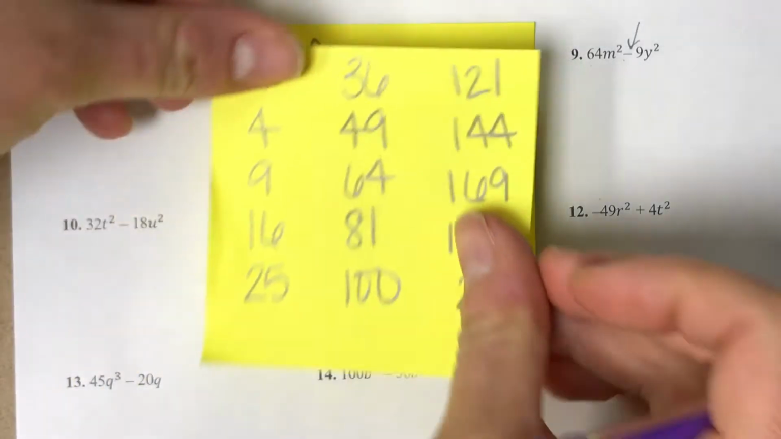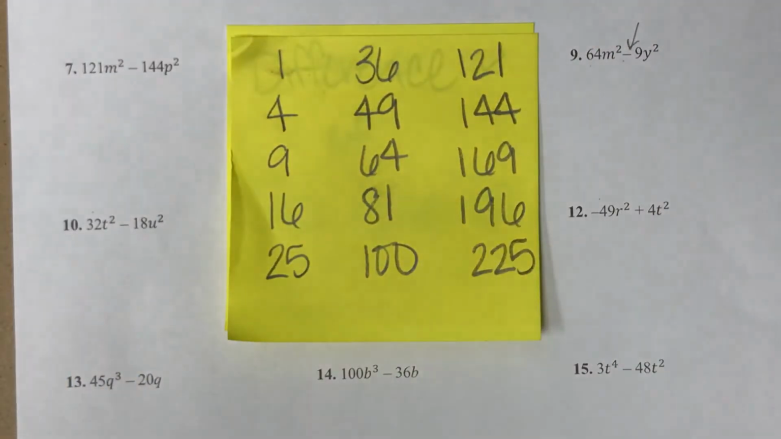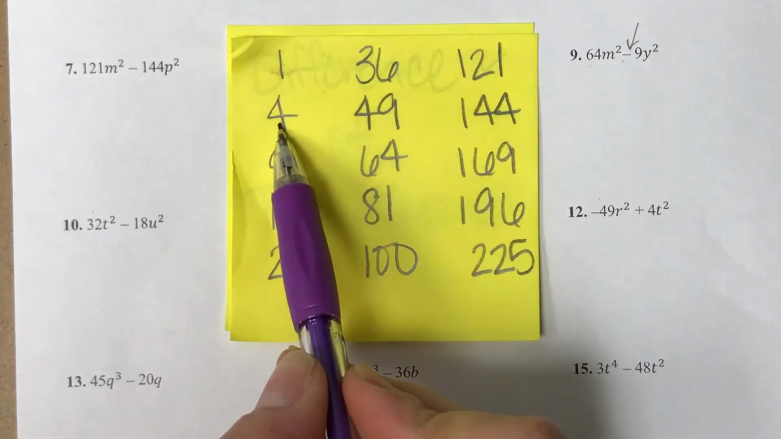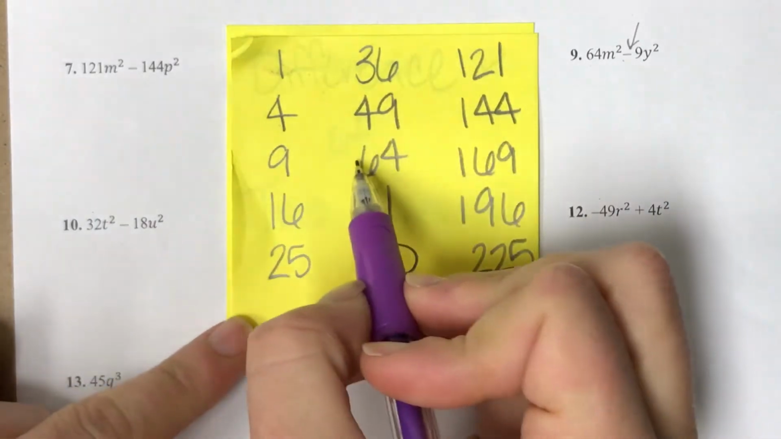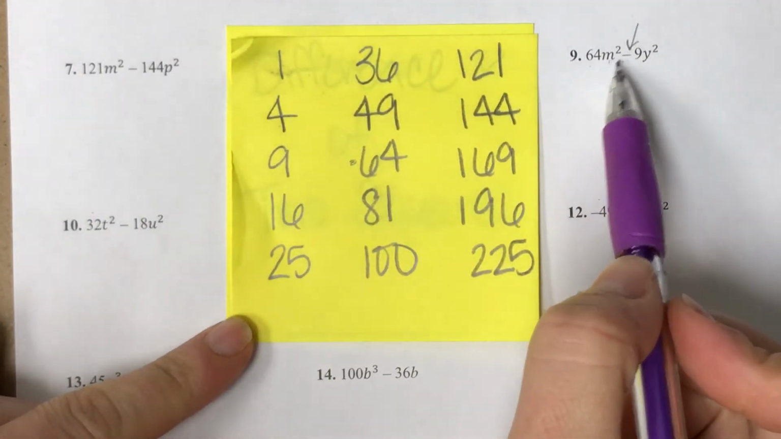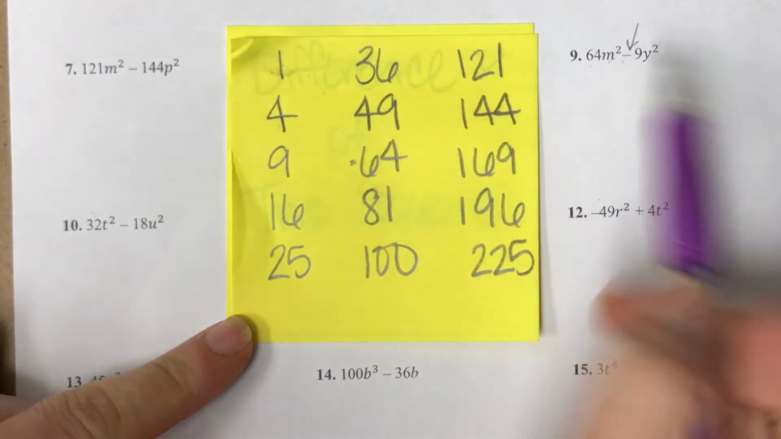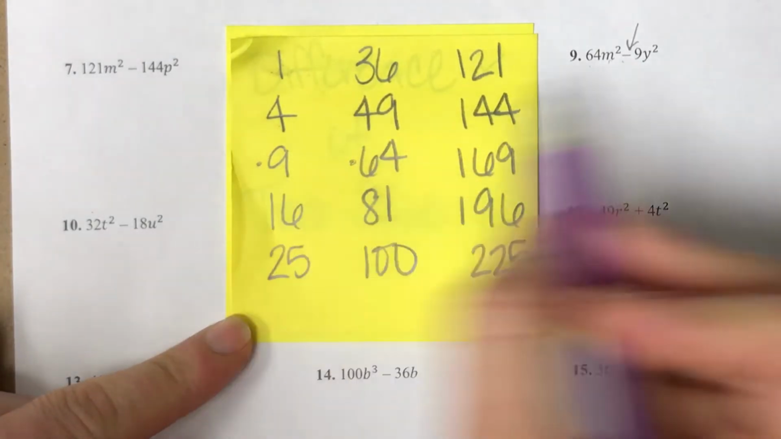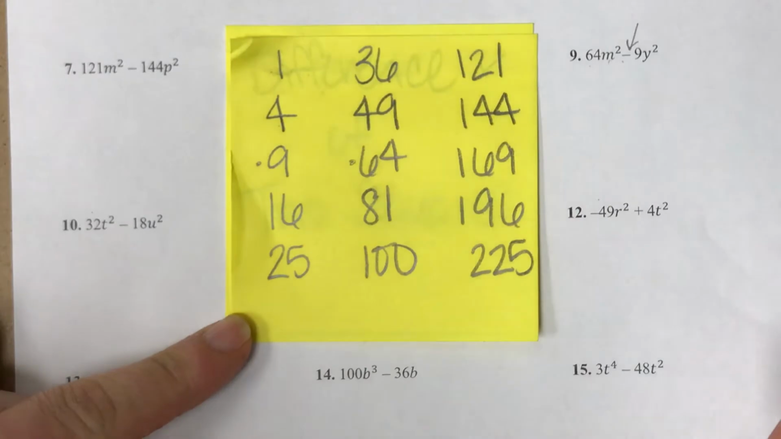So here's a list I put together of your perfect squares up to 15. 1 times 1, 2 times 2, 3 times 3. I've got 64, and the m squared is not a problem because it's m times m. I've got the 9, and then y times y would give me y squared.